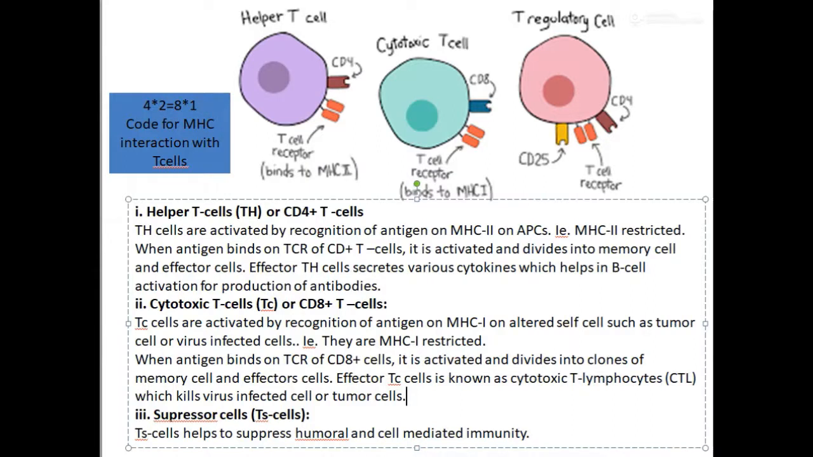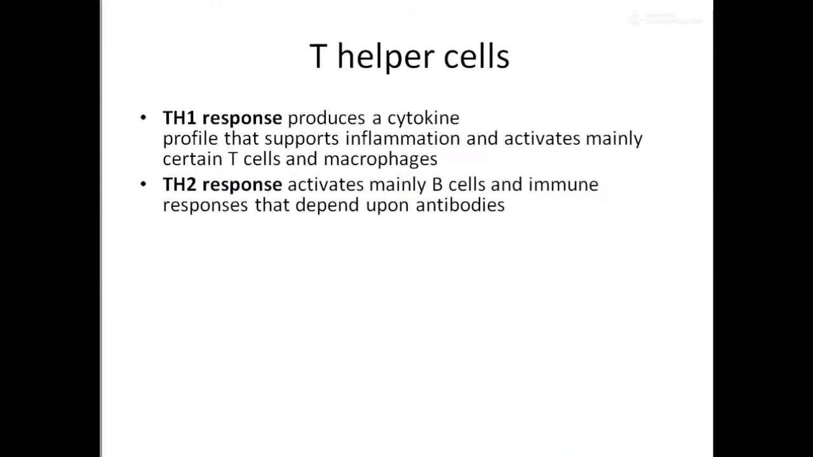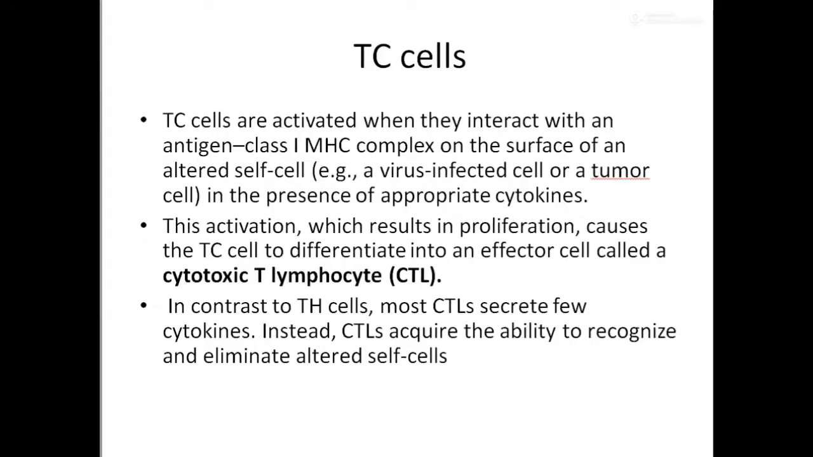So you got an idea of the different types of T lymphocytes. We have T helper cells, with subclasses T helper 1 and T helper 2. T helper 1 mainly produces cytokines which are involved in inflammation, as well as the activation of T cells and macrophages. And the T helper 2 mainly participates in the activation of B cells and the immune response.